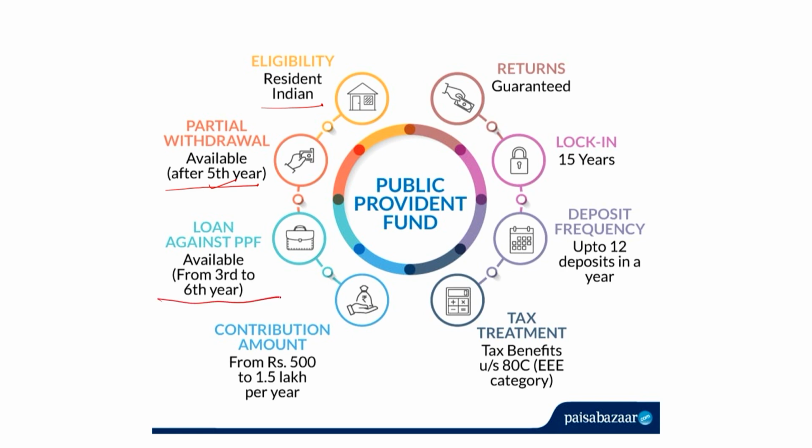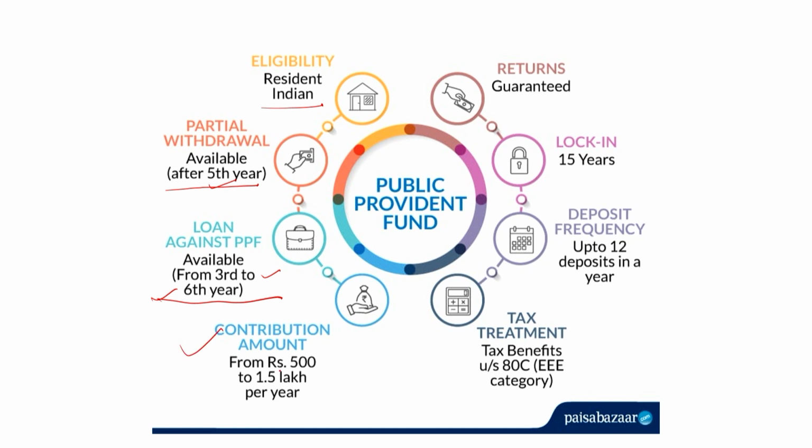The public provident fund can also be used as a collateral for getting a loan from banking companies or other financial intermediaries. So from the 3rd year to the 6th year, the loan facility can also be taken from the banking companies by keeping your public provident fund account as a collateral security.